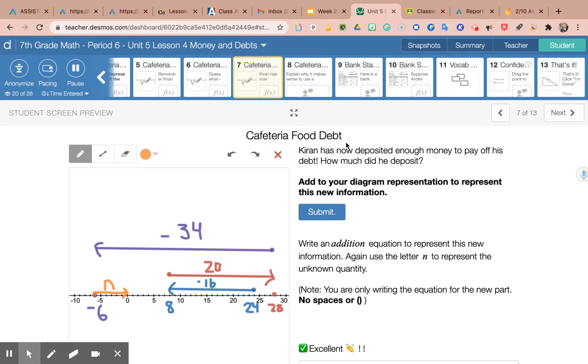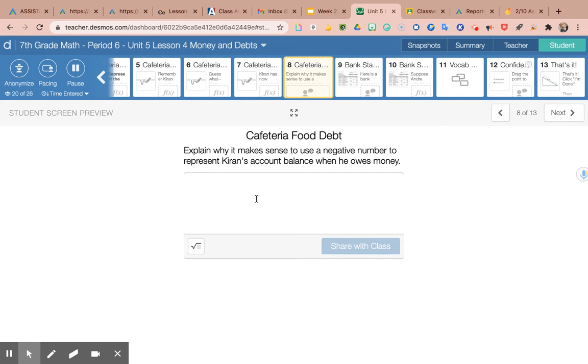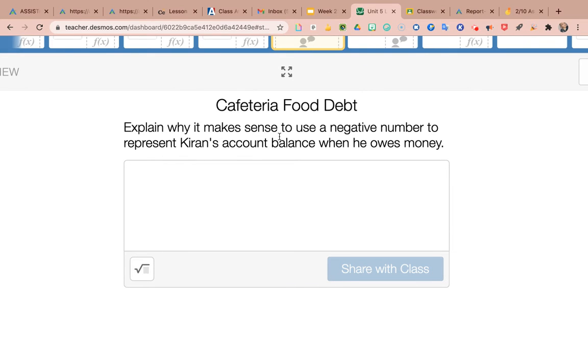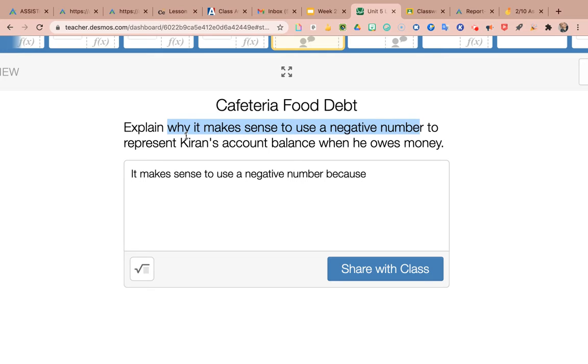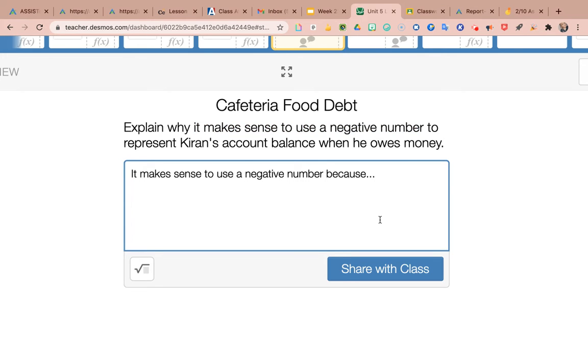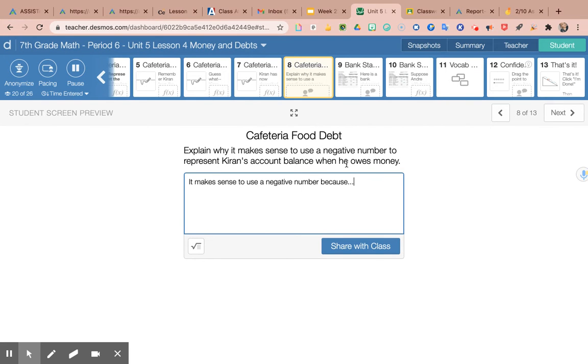All right, so once you have all those done, you're going to go to number 8. Feel free to pause at any time. Next question says, explain why it makes sense to use negative numbers to represent Kieran's account balance when he owes money. So I'm going to start my sentence with, it makes sense to use a negative number because, so I'm reusing the sentence. Why does it make sense to use negative numbers when you owe money?